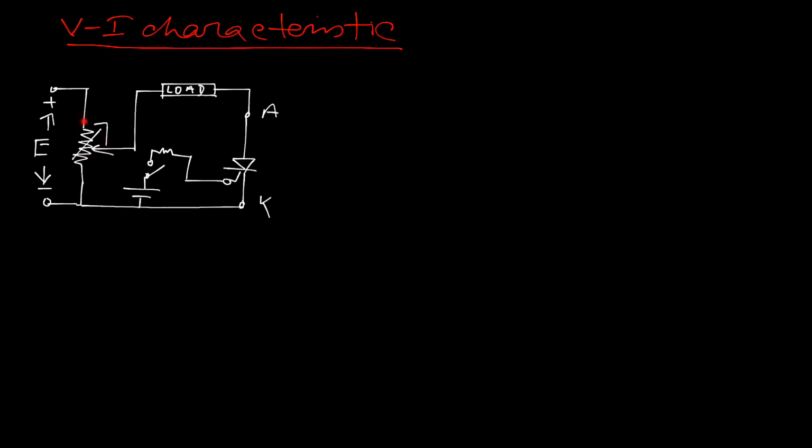This is the supply voltage which is normally used for biasing the device, and this is the gate terminal, which is connected to a separate voltage source here, and the switch is there. Suppose this stands for S. So initially, whenever we are going to define the VI characteristics of the SCR, the switch is open.